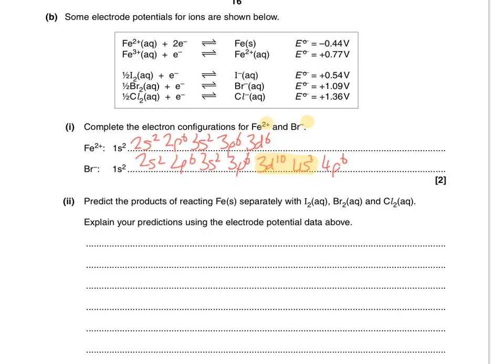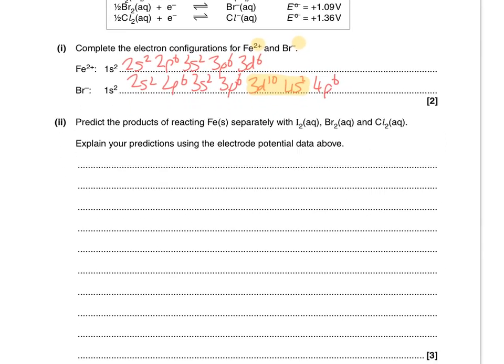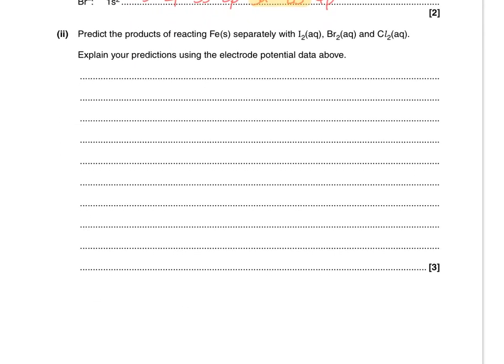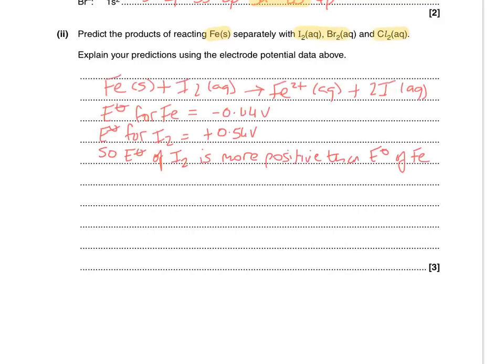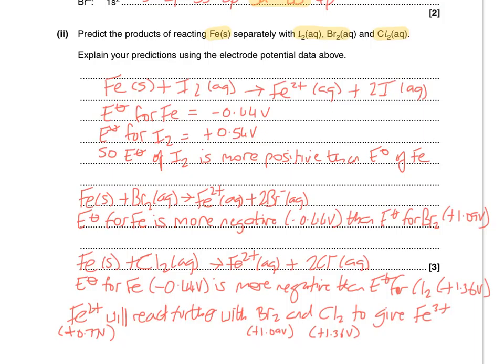So let's now move the page up and predict the products of reacting iron separately with those 3 things. Something along those lines is what you should write for each case. So I've started by doing the one for iodine. I'll do the ones for bromine and for chlorine underneath. So those are the 2 for bromine and for chlorine.